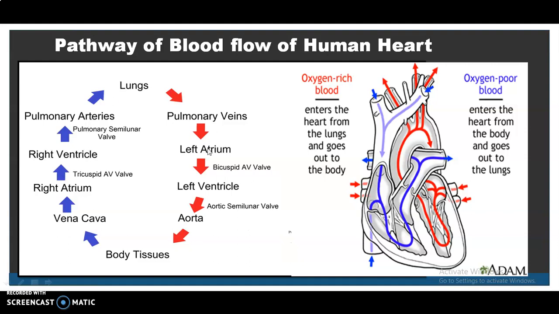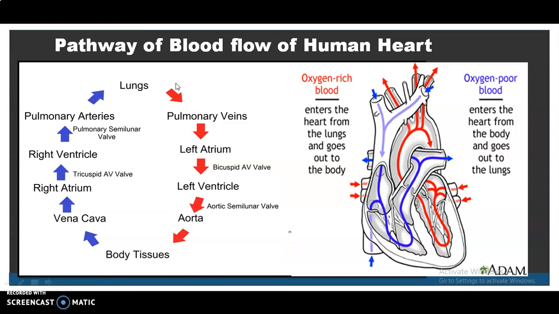So let us read this pathway once more. From the body tissues, oxygen poor blood is brought to the heart by superior and inferior vena cava to the right atrium. From right atrium, oxygen poor blood goes to right ventricle. From right ventricle, oxygen poor blood goes to pulmonary arteries. From pulmonary arteries, oxygen poor blood goes to lungs.